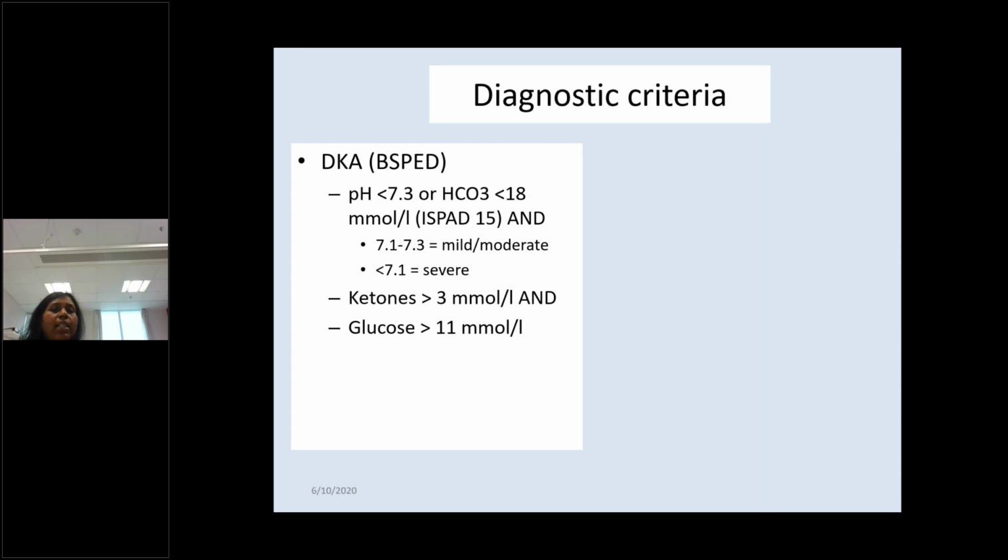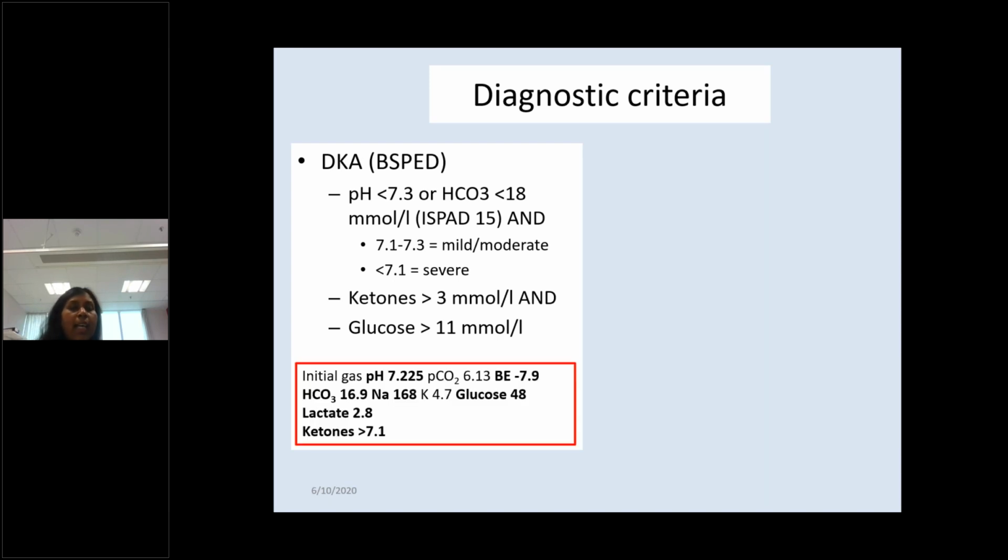So based on the diagnostic criteria, if you think about the DKA, the pH should be less than 7.3 or the bicarb should be less than 18, and the ketone should be more than 3 millimoles and the glucose should be more than 11 millimoles per liter. And in her case, the initial pH was 7.225. Yes, it's low. And then the bicarb is 16.9. Yes, it's also less than 18. However, the sodium is 168, which is very high right at the start. And the glucose is very high, more than 48. And the ketones are more than 7.1. So this kind of fits in with the DKA per se for now.